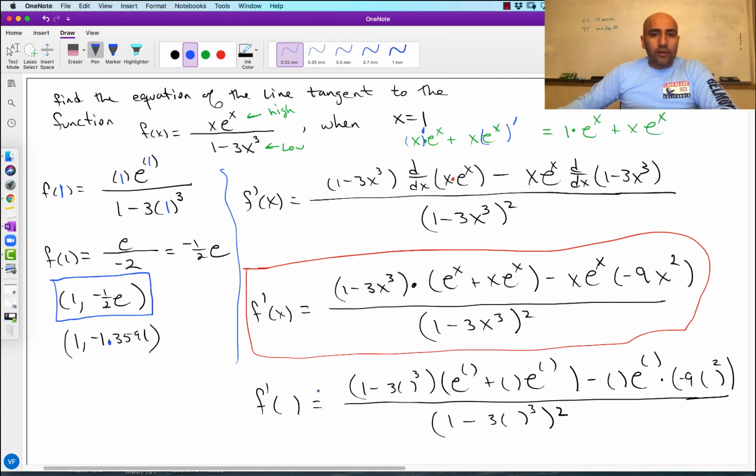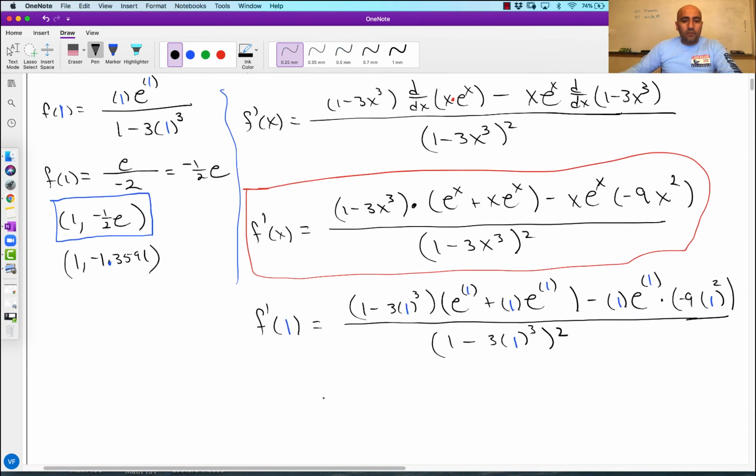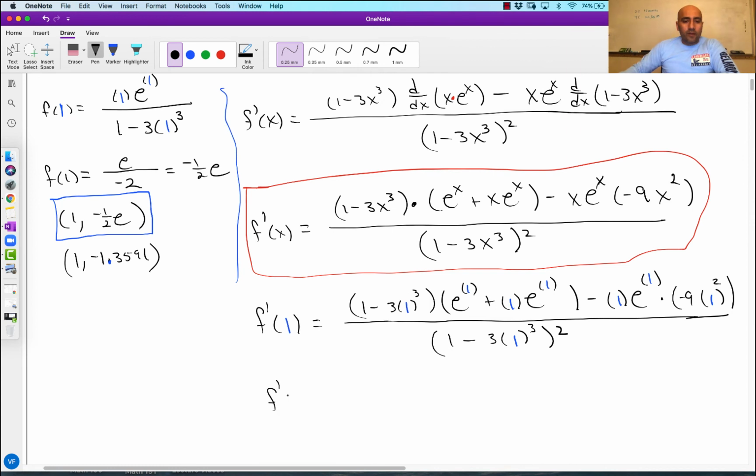Okay, and so we want to evaluate this whole thing at 1. So there's a 1 there, a 1 there, a 1 there, a 1 there, a 1 there, 1, 1, 1, and 1. Okay, so then luckily some stuff's going to cancel nicely. F prime of 1 is now equal to, okay, so we get 1 minus 3 times 1 cubed. That's going to be 1 minus 3. That's negative 2.